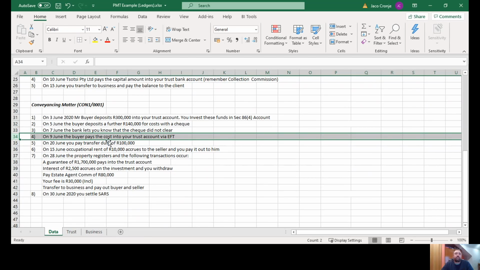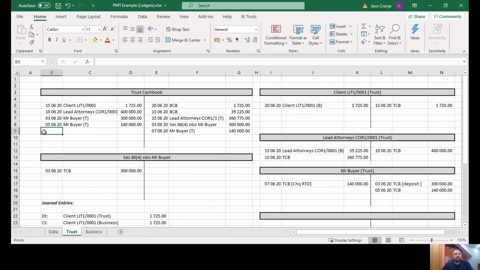Then on the 9th of June, the buyer pays the cost into your trust account via EFT. So now he's going to put the money back in my trust. So that's on the 9th of June. So it's exactly the same as the first transaction. So again, if you want, you can put the check.